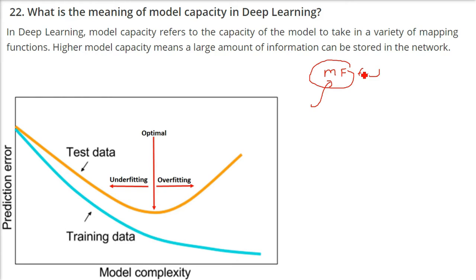And if you see this graph of model complexity versus the prediction error, this is showing the test data also and training data also. And with test data, by this we may know how much underfit, overfit, what is the optimality, whether we have achieved it or not.